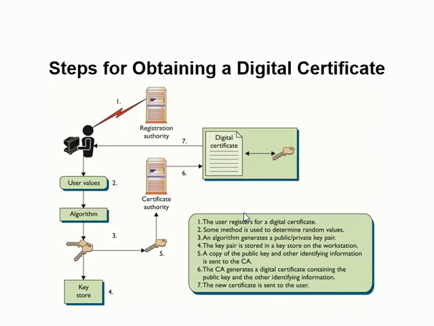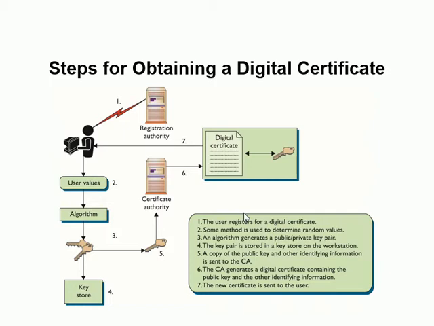So steps for obtaining a digital certificate. So first, the user registers for a digital certificate. Some method is used to determine some random values, and then an algorithm generates a public and private key pair. So they use some algorithm, and they're going to give you your public and your private key. The key pair is stored in a key store on the workstation. A copy of the public key and other identifying information is sent to the CA. The CA generates a digital certificate that contains the public key, and only the public key. We don't give them the private key, of course. And the new certificate is sent to the user. So that's how we go through the process of getting a digital certificate.